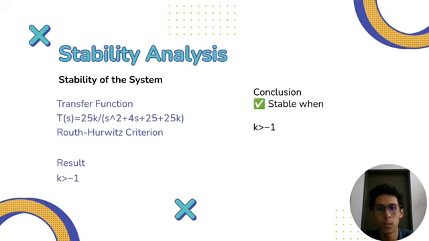Hi, Assalamualaikum. My name is Muhammad Aiman bin Azlan, and now I will explain the stability analysis. The transfer function is shown right here. We use the Routh-Hurwitz criterion to check whether the system is stable. From the calculation, the results show that the system is stable when K is greater than -1. So right here, we can conclude that the system is stable for K more than -1.